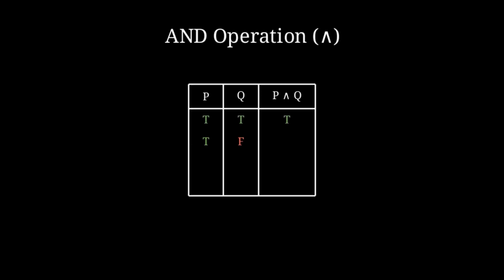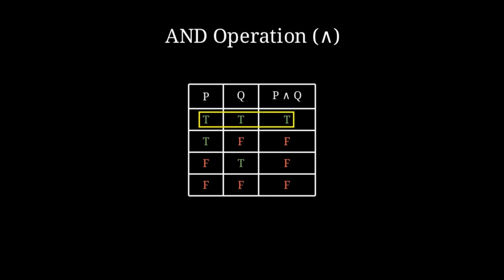This can be counterintuitive, especially when P is false. The equivalence operator is true when both propositions have the same truth value, either both true or both false.